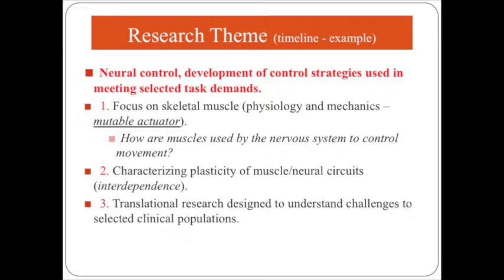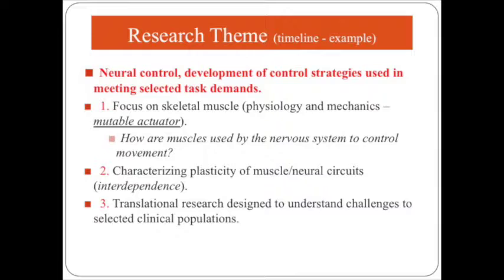But skeletal muscle we call a mutable actuator. And I have a question: how are muscles used by the nervous system to control movement? How are they used? What's the strategy? Okay, we all are in movement science to some degree. We all are in quantification of movement. We are all in applying those skills to study questions in physiological systems, to study questions related to disease. But this is kind of where I sit. That's my major question. How do they use the muscles, which are mutable actuators?